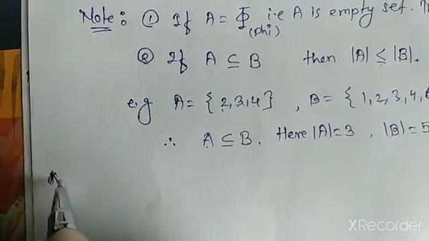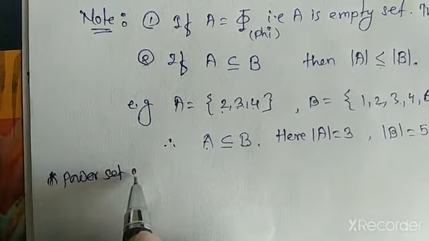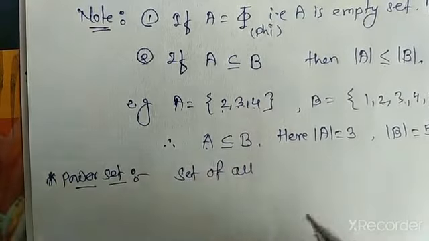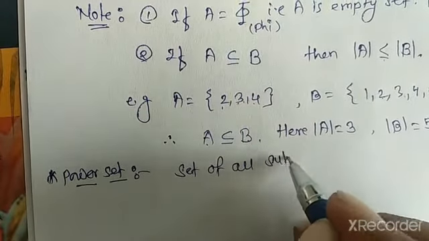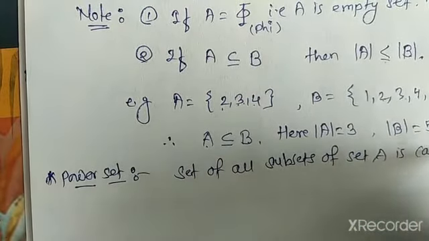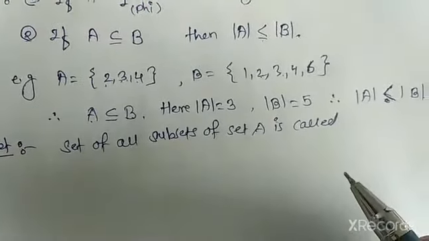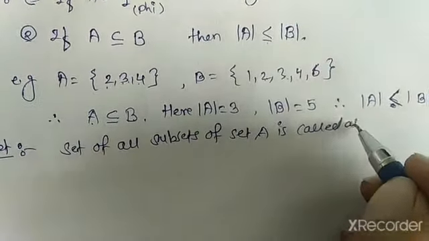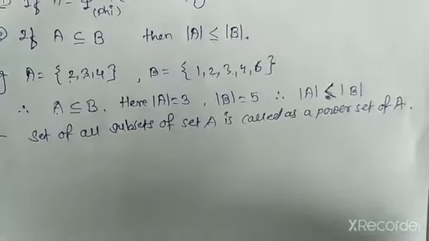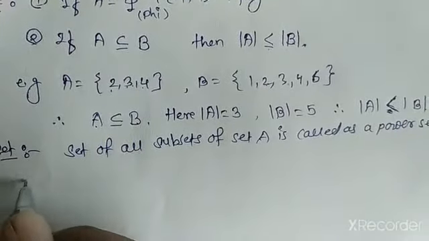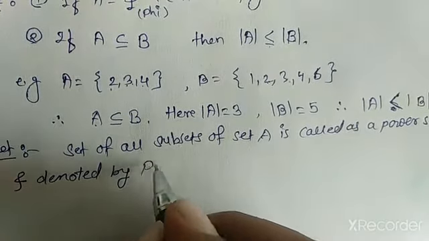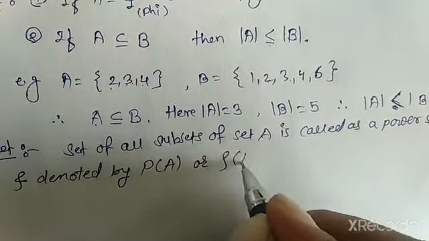Next definition, which is important, is the power set. The set of all subsets of set A is called the power set of A, and the notation is P of A, or it is also denoted as rho of A.